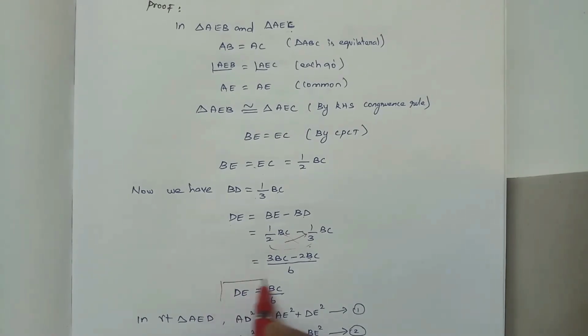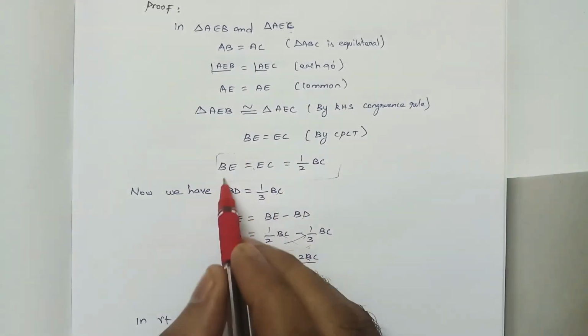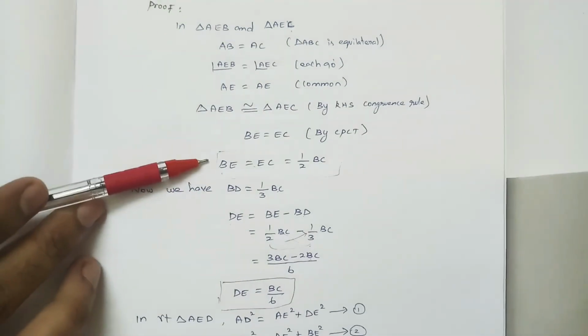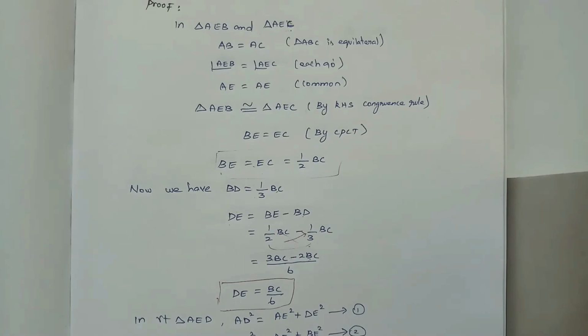So we got DE is equal to BC by 6. At the same time, what is BE? We have found it in terms of BC, 1 by 2 of BC, right? Now DE is in terms of BC, BE is also in terms of BC, right? Now by using the Pythagoras theorem property, I am just going to prove.